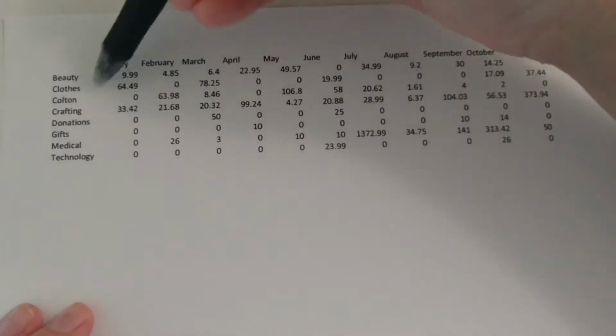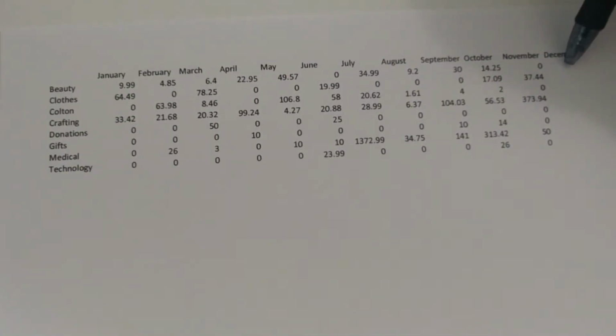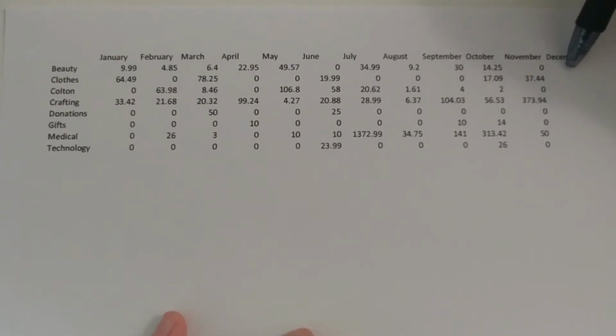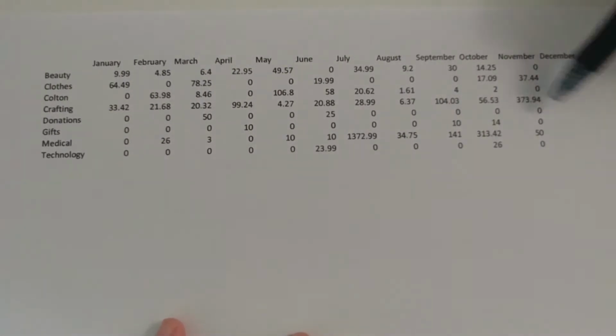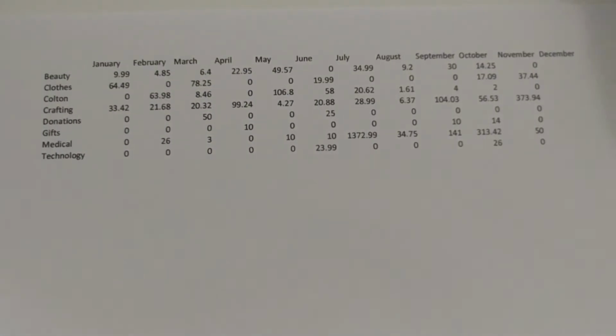So in the averages here, these are the amounts that I spent per month. And as you can see, I don't have December yet, so this isn't really the full year. It's just 11 months, but I think that's a good enough representation of my average spending for the year.